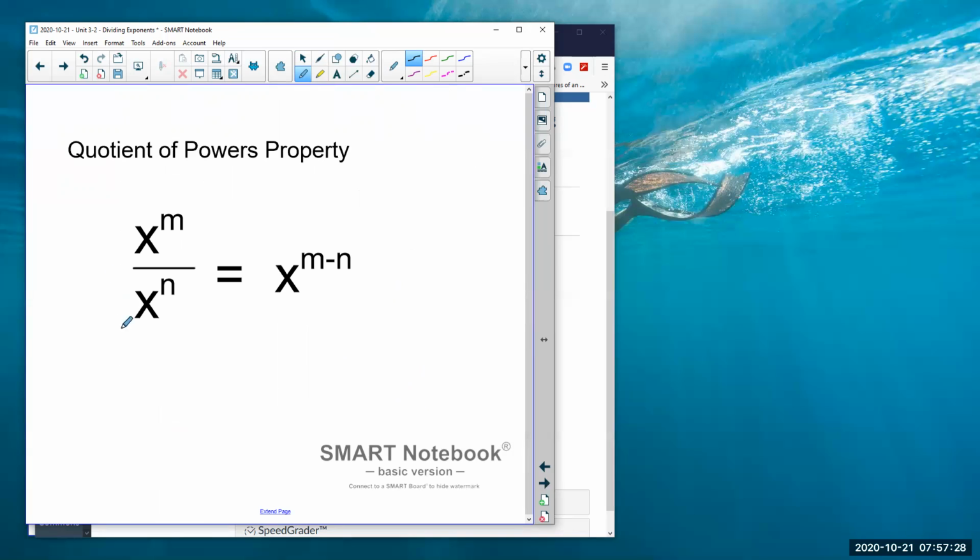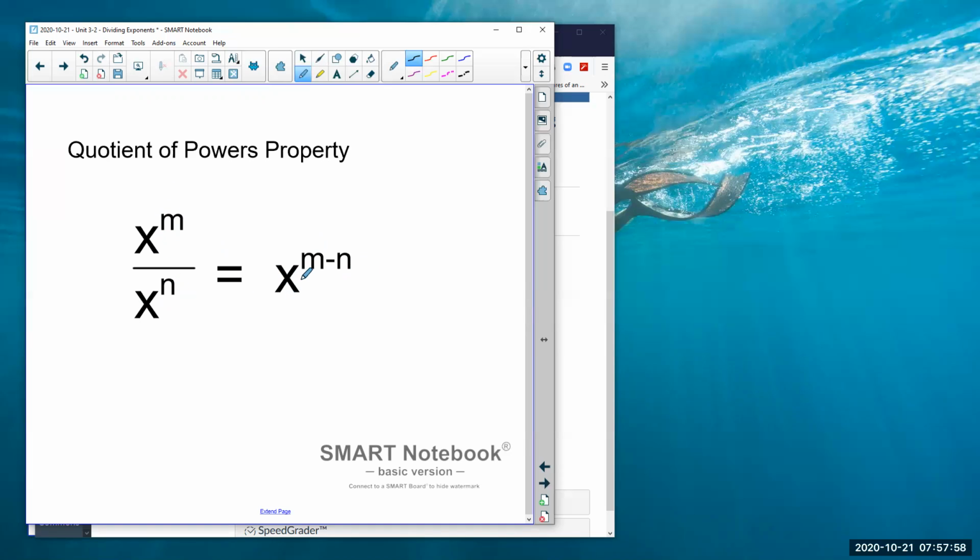So we can talk about this as a general rule. They call this the quotient of powers property. It really just means dividing exponents, right? So when you're dividing exponents, again, you have to have the same base. And then once they have that same base, you can just find the difference of the exponents, okay? In this example, this is assuming that m is bigger and n is smaller, right?